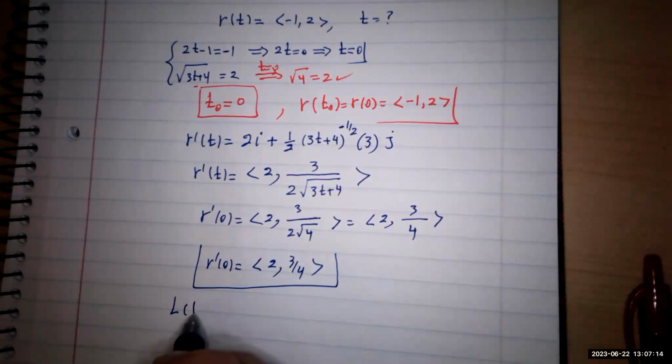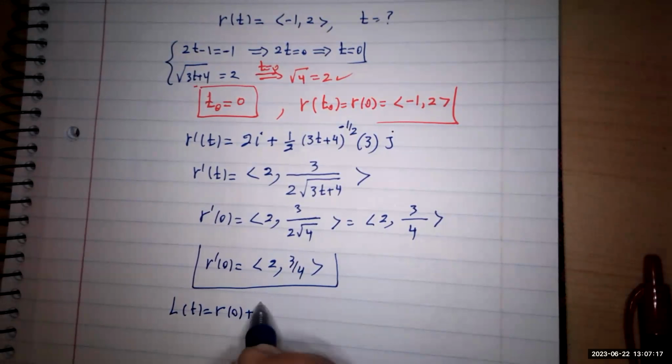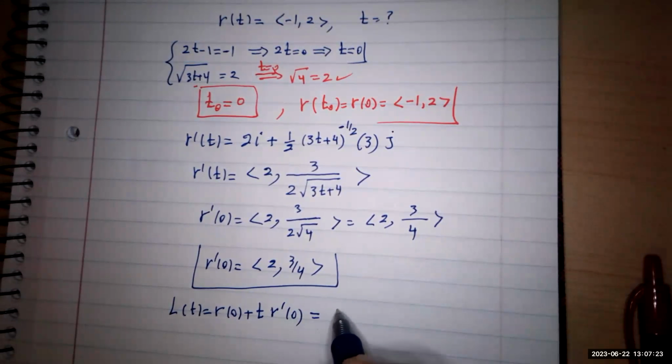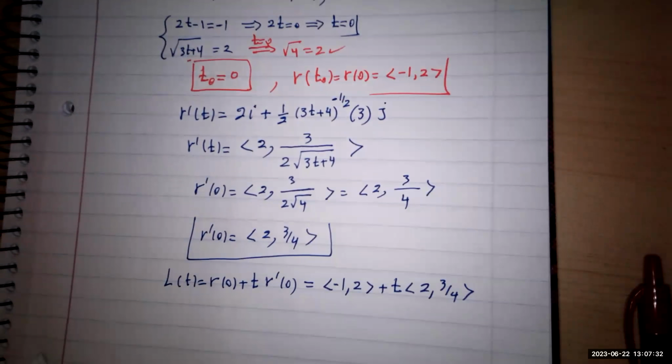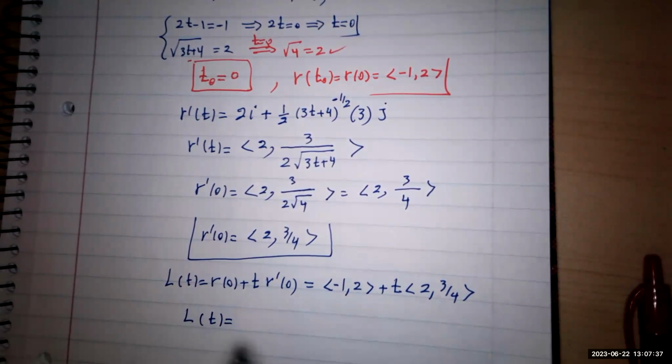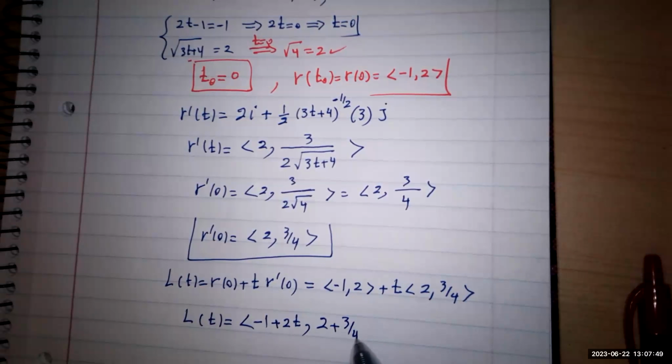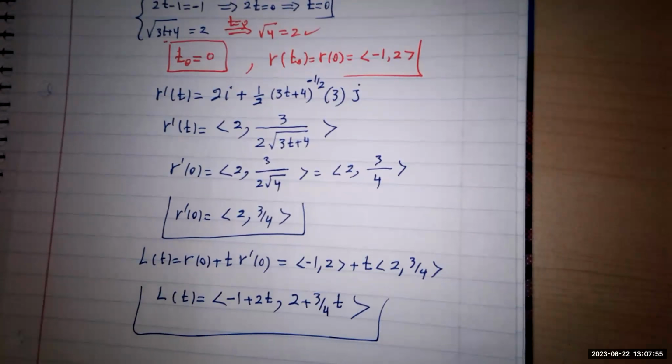Okay, so remember L of t is going to be r of 0 plus t times r prime of 0. So r of 0, that point, is the vector (-1, 2), plus t times (2, 3/4). That's it in parametric form. If you like, L of t in components: the first component would be -1 + 2t, and the second component would be 2 + (3/4)t. So this would be a parametric equation of your tangent line.